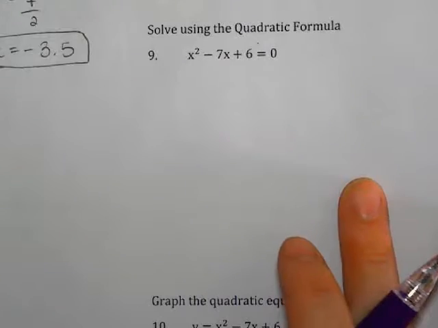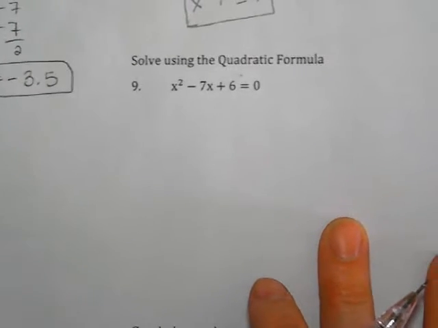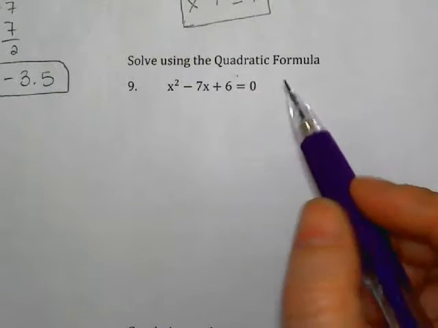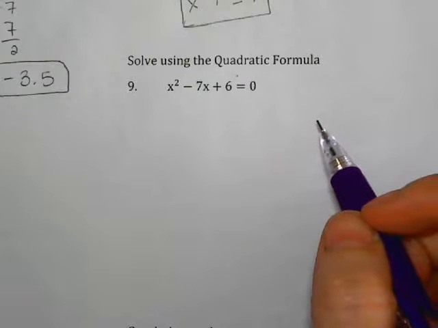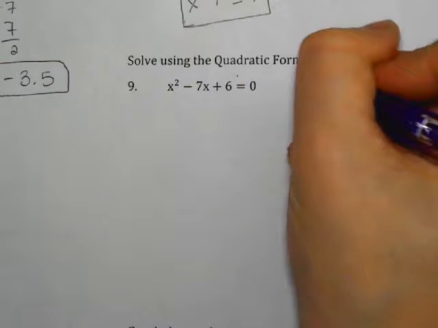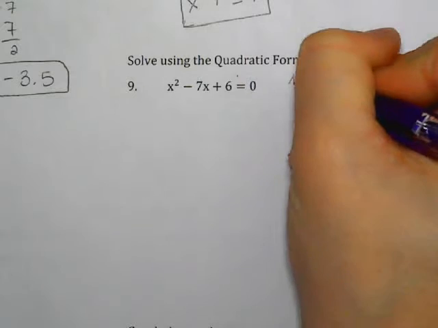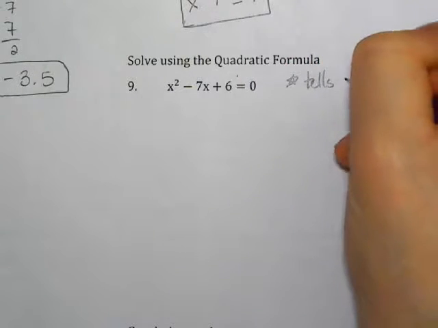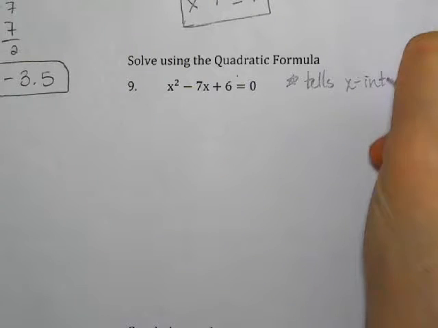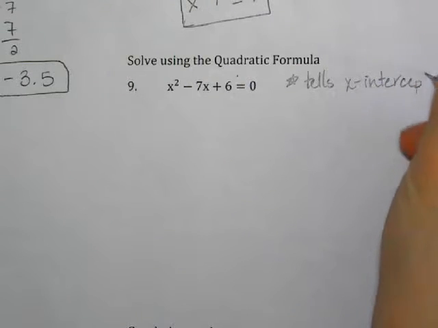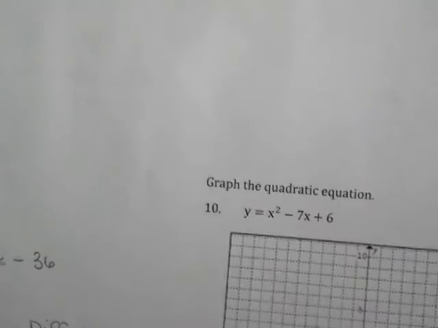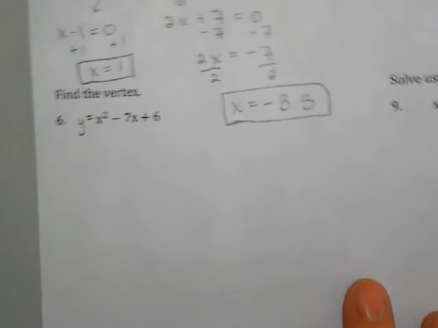On number 9, when we solve this problem using the quadratic formula and it equals 0, does anybody know what we're finding when we do this? What part of a graph am I finding? I'm finding my x-intercepts. So you might put a little note on there that says x-intercepts. And then the last part on number 10 is graphing it, and we can talk about what the y-intercept is, but it's a pretty quick process.